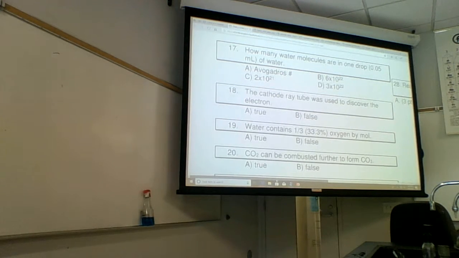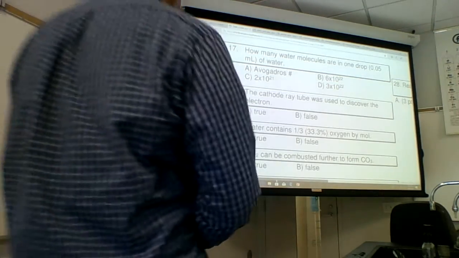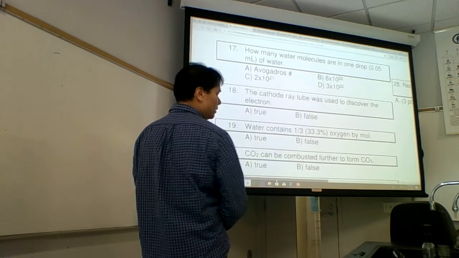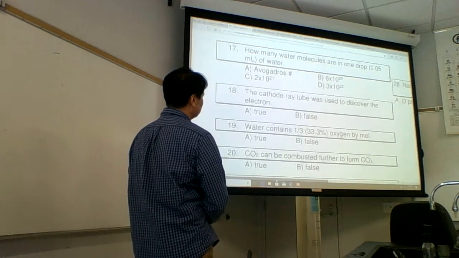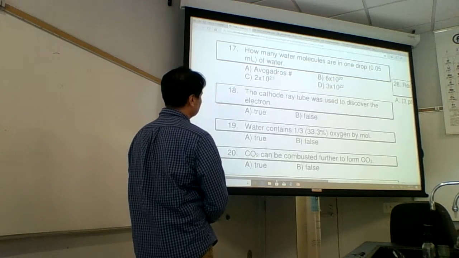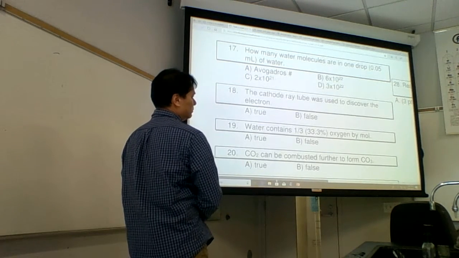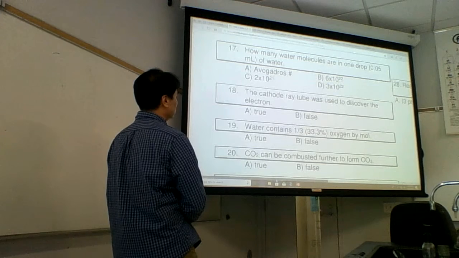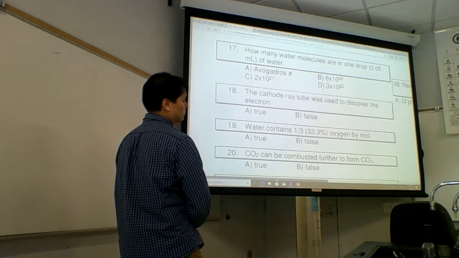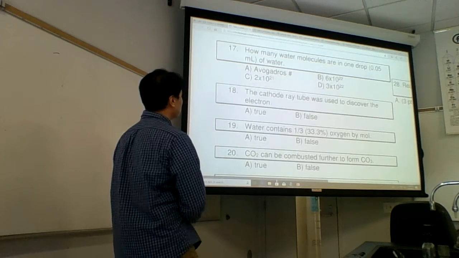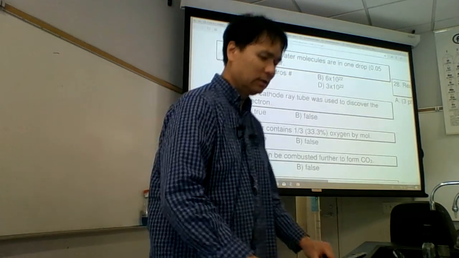How many water molecules are in one drop? 0.05 milliliters of water. Did you calculate this one? I tried to. I kind of wrote it out, but then I didn't get an answer choice. I got 1.67 times 10 to the 21st. And the closest thing was C, but it was really far off, so I didn't think I did it correctly. Okay, you did it correctly.